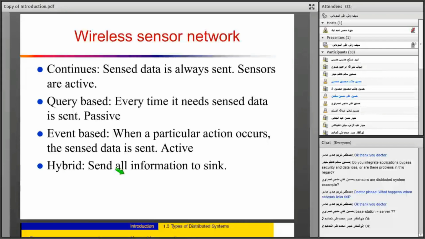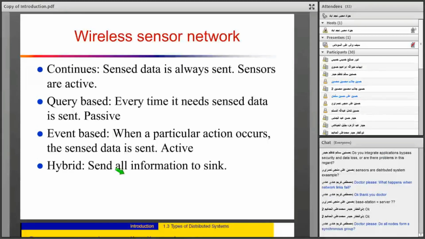Is base station equal to server? Yes, the base station can be a server. Usually it's called a server.